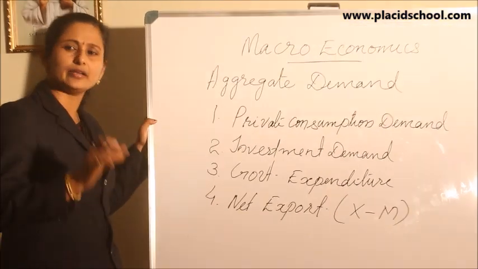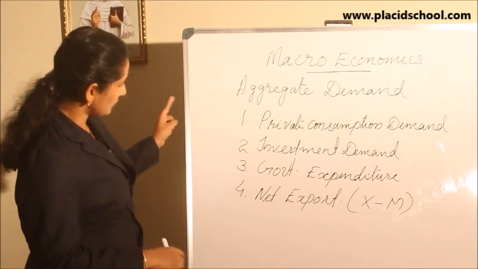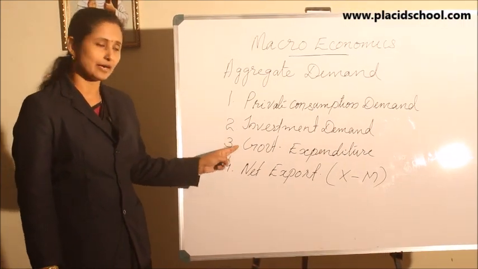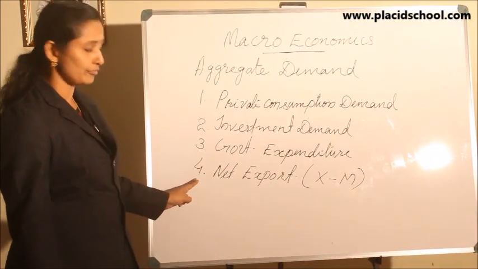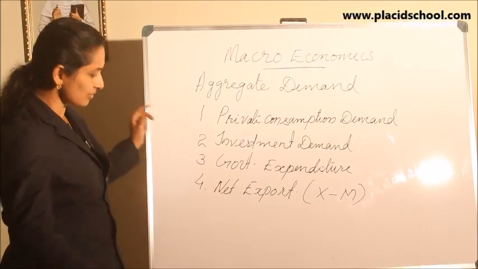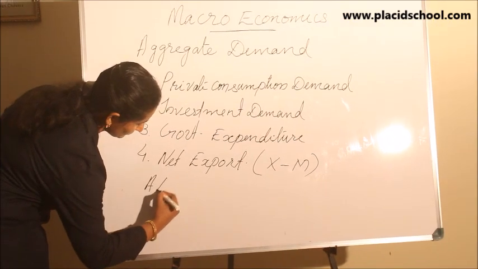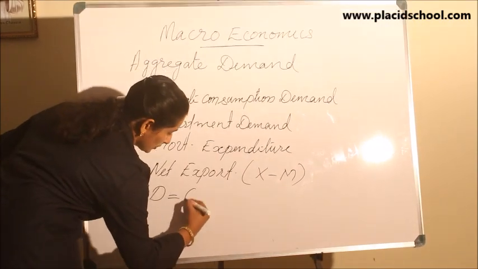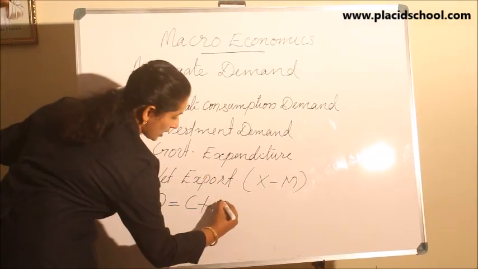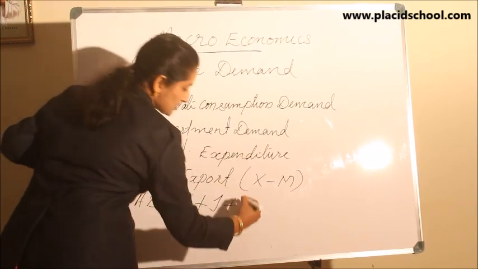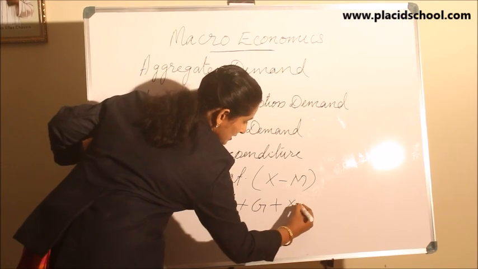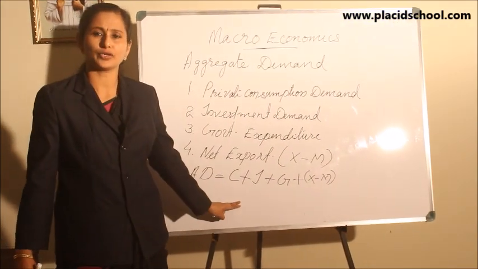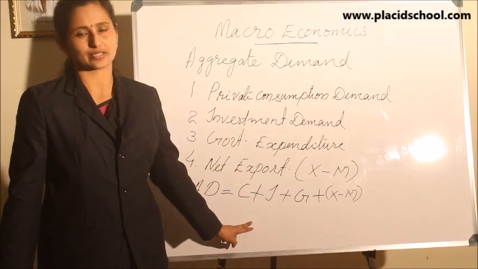So, aggregate demand in a four-sector economy is having four components. The first one you have already studied, private consumption demand. Second one, investment demand. Third, government expenditure on final goods and services. And fourth one is net export. So, we can write the components of aggregate demand like this. Aggregate demand AD is equal to private consumption demand denoted by C plus investment demand I plus government expenditure G plus X minus M. These are the four components of aggregate demand in a four-sector model.